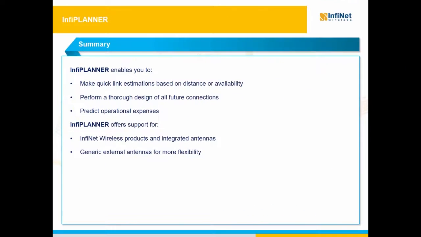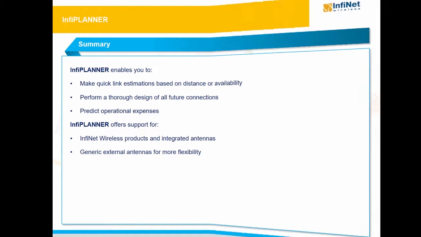As you can see, the new IfiPlanner proves to be a useful tool for every customer. Whether you only need a quick link estimation based on distance, or a more thorough design of all future connections with the exact unit locations, IfiPlanner is the right tool for the job. It also enables you to predict operational expenses according to the needs of your wireless network. Moreover, IfiPlanner supports not only integrated antennas for InfiNet Wireless products, but also generic external antennas in order to add more flexibility to your project planning.